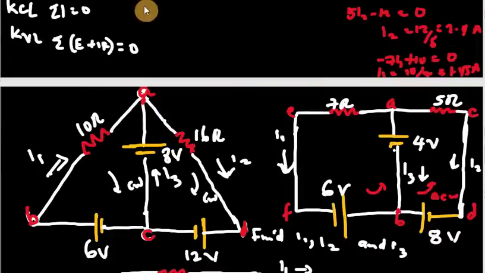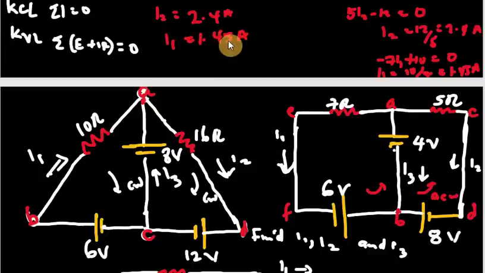So you have for I2, 2.4 ampere. You have for I3. Have we found I3? No. We have for I1 1.45 ampere. And we are yet to find I3 because the question says find I1, I2, and I3.